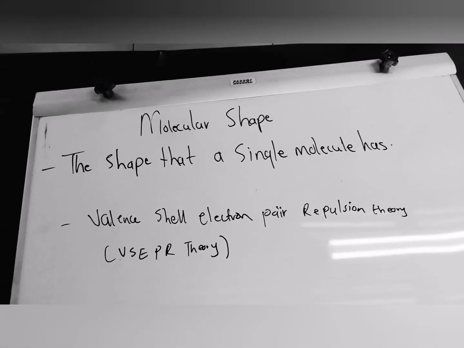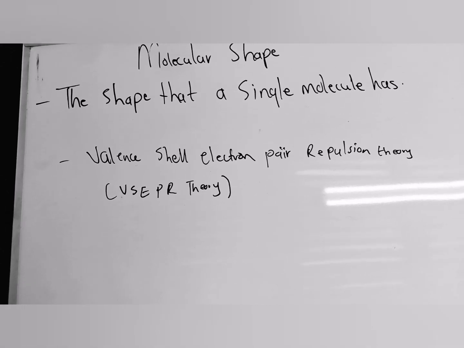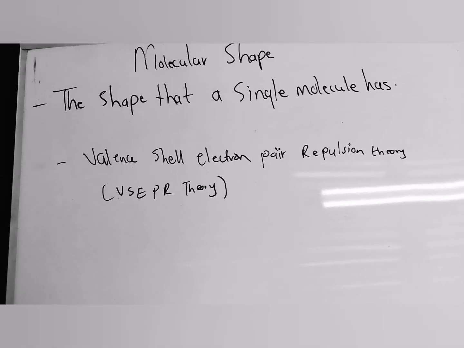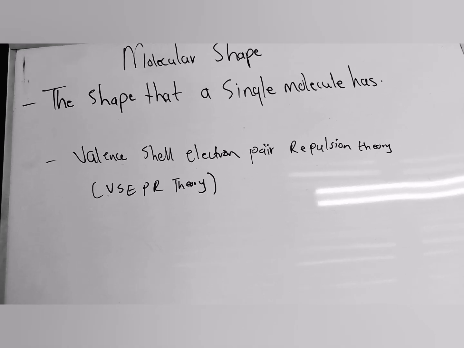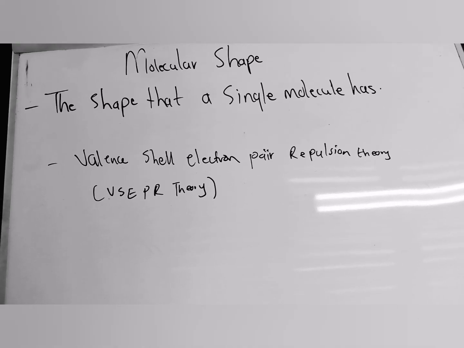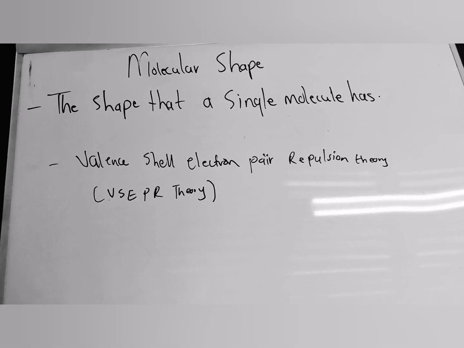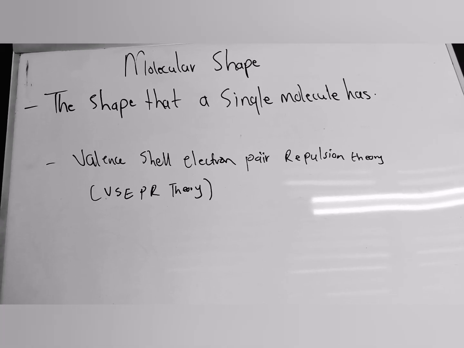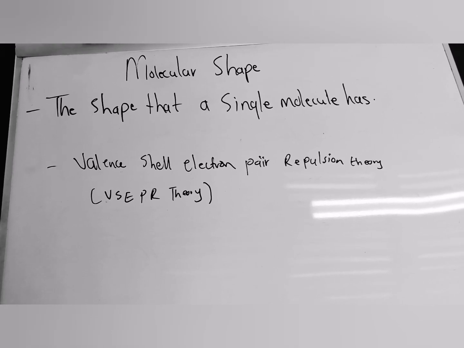Therefore, the VSEPR theory is based on the idea that the geometry or the shape of a molecule is mostly determined by repulsion among the pairs of electrons around a central atom. So it is based on the idea of the shape that a single molecule has, in a simplified way.